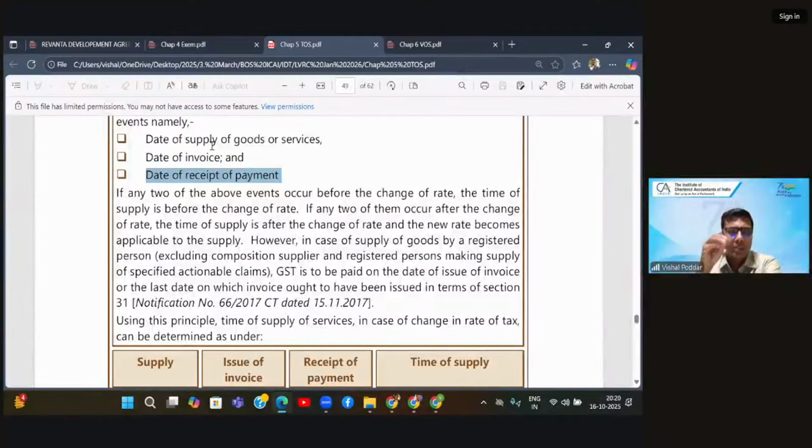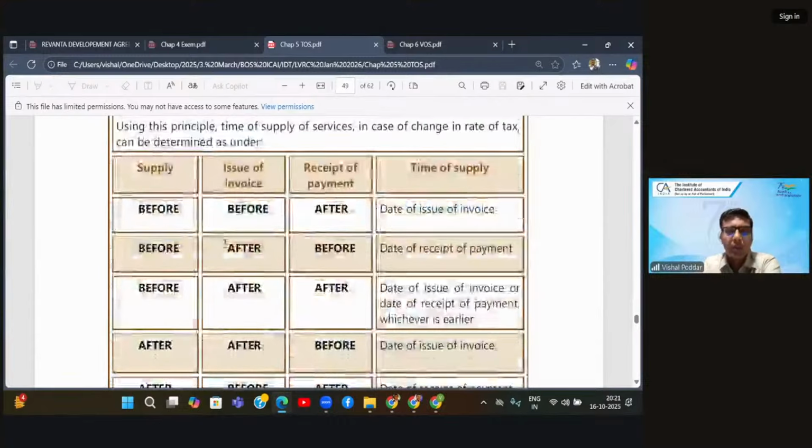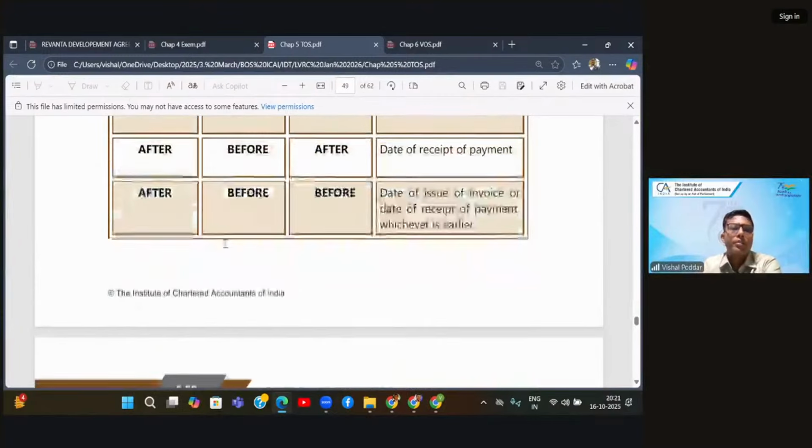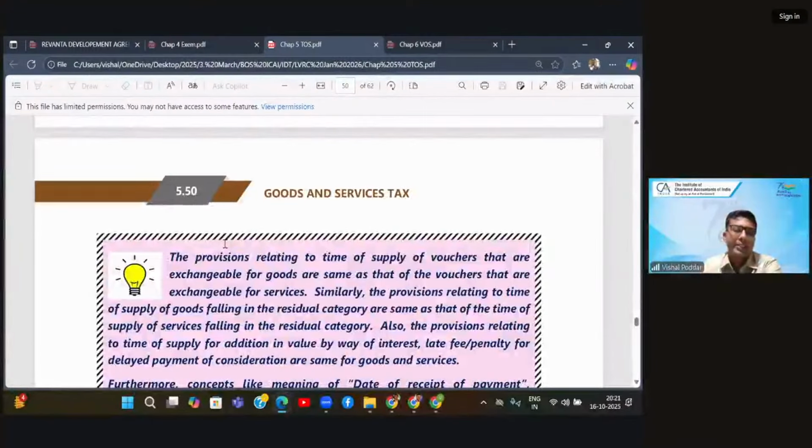So in case of change of tax, like what happened on 22nd of September, what is the rule? For goods, you'll see only two dates. If in case of goods the supply happened before 22nd September, pay tax at old rate. If supply happens after 22nd September, pay tax at new rate. In case of service, out of three, if any two dates are before 22nd of September, pay tax at old rate. And if any two dates happen after 22nd of September, pay tax at new rate. So students, this is the answer for change in rate of tax.